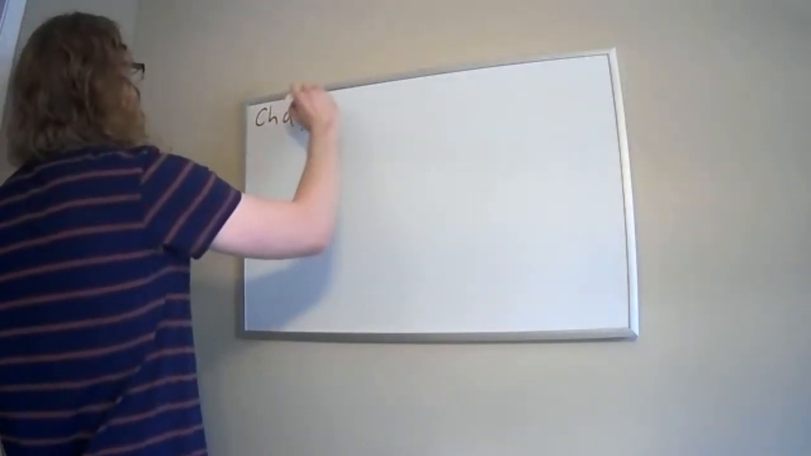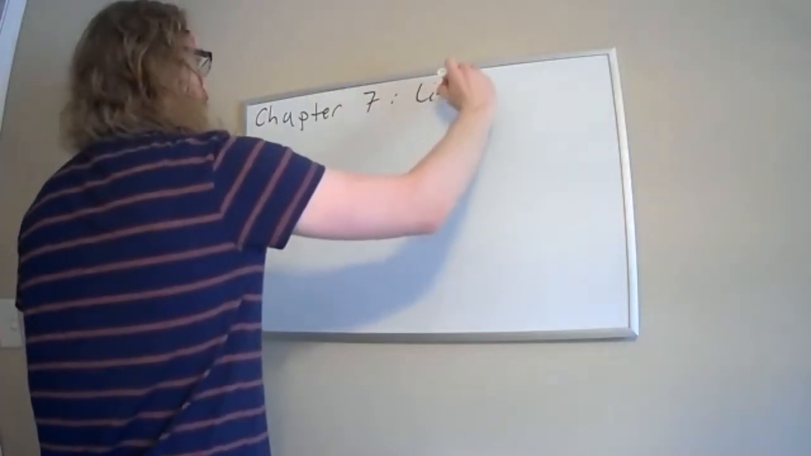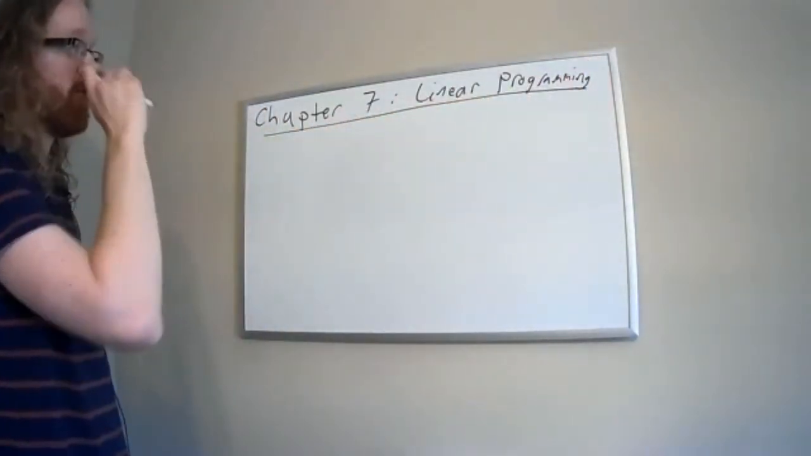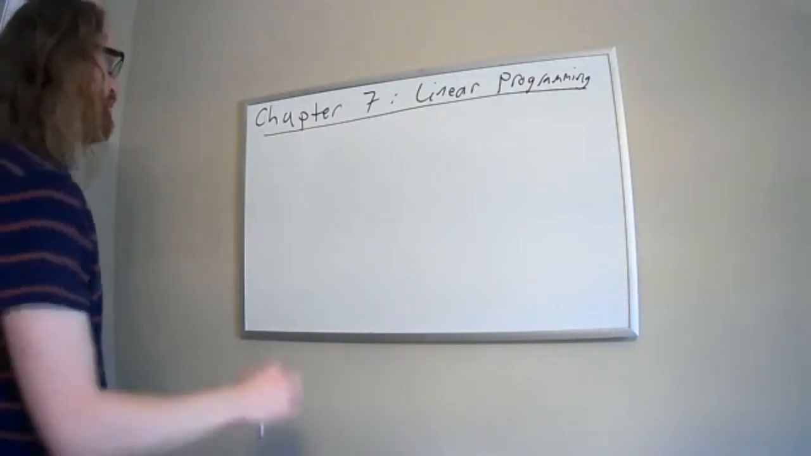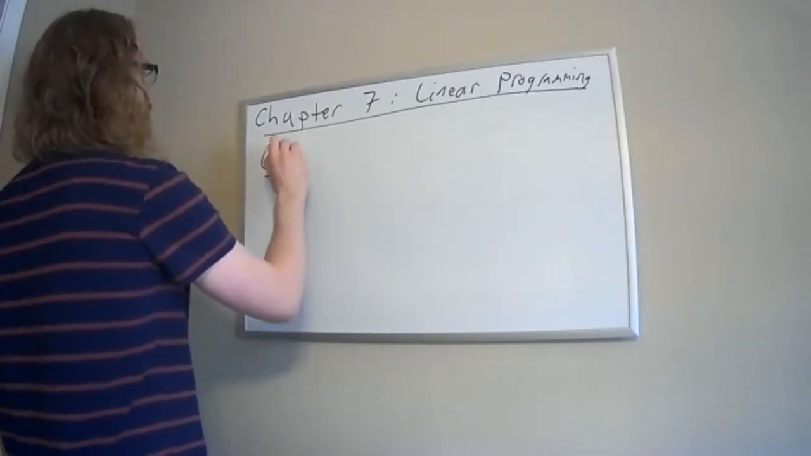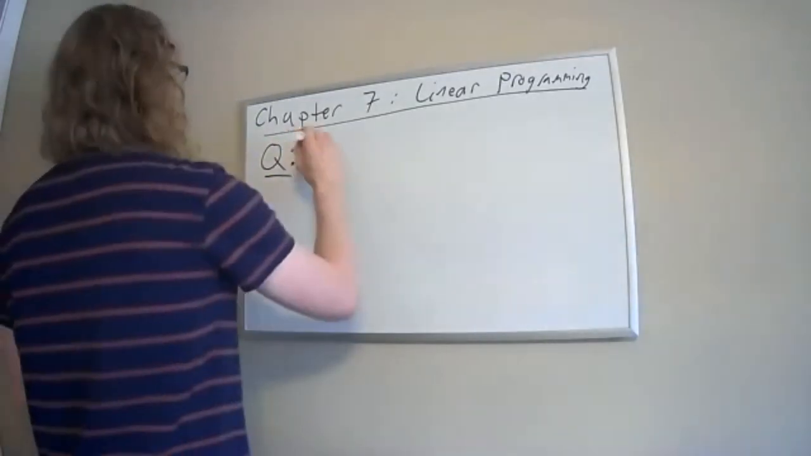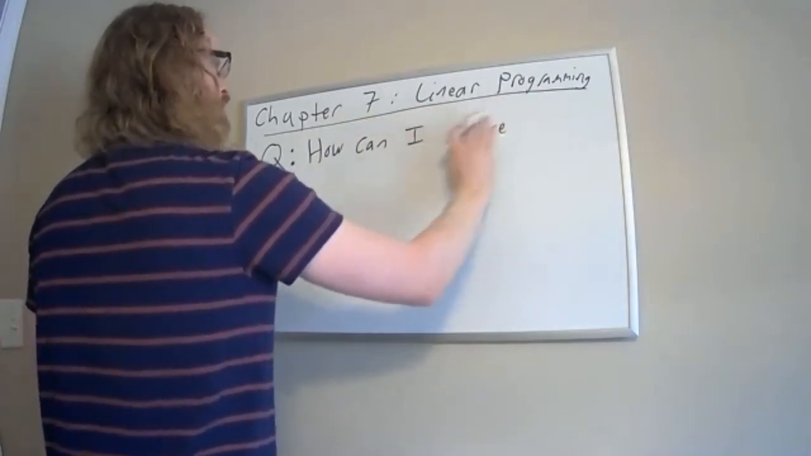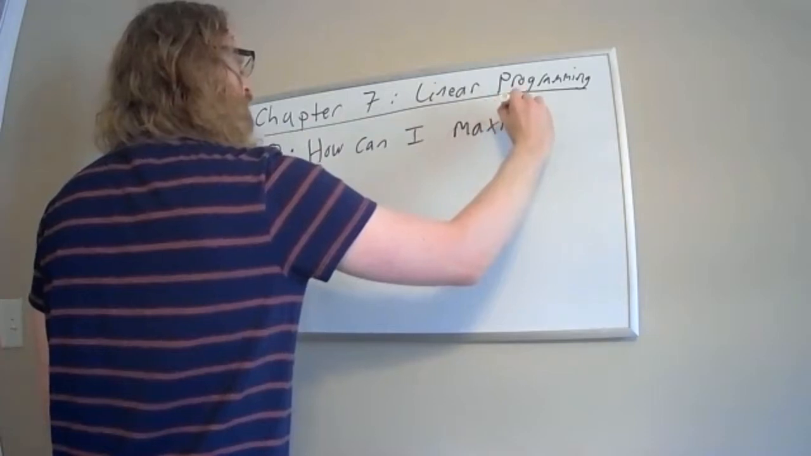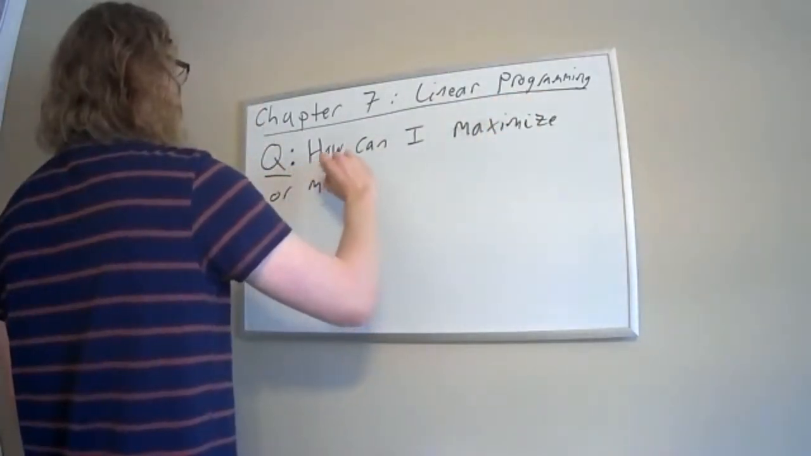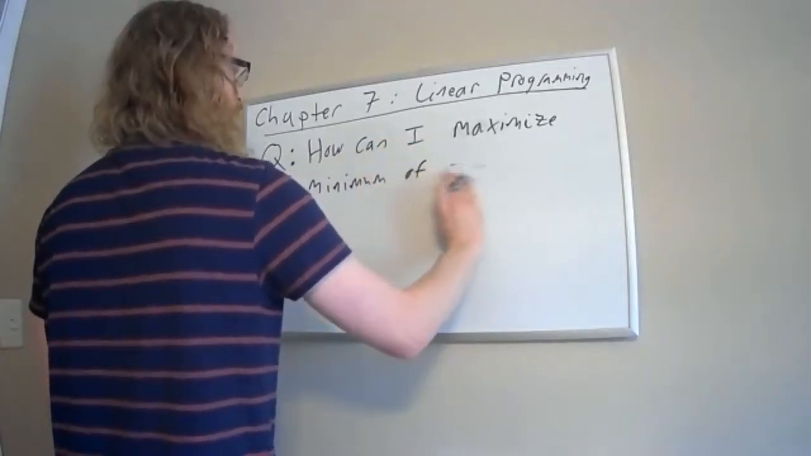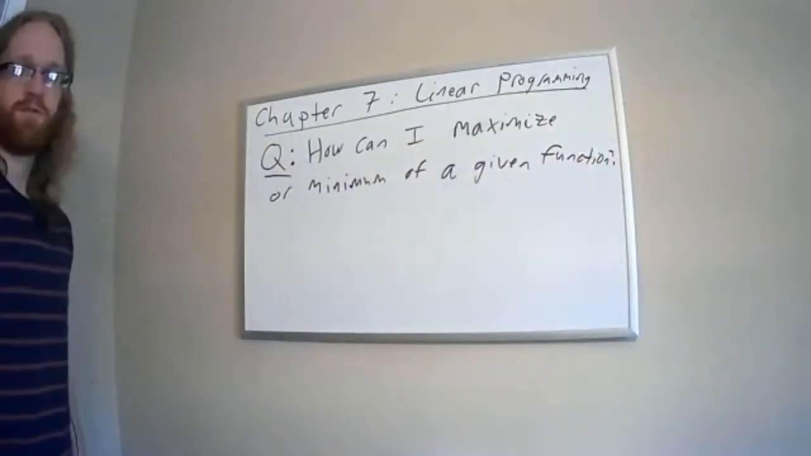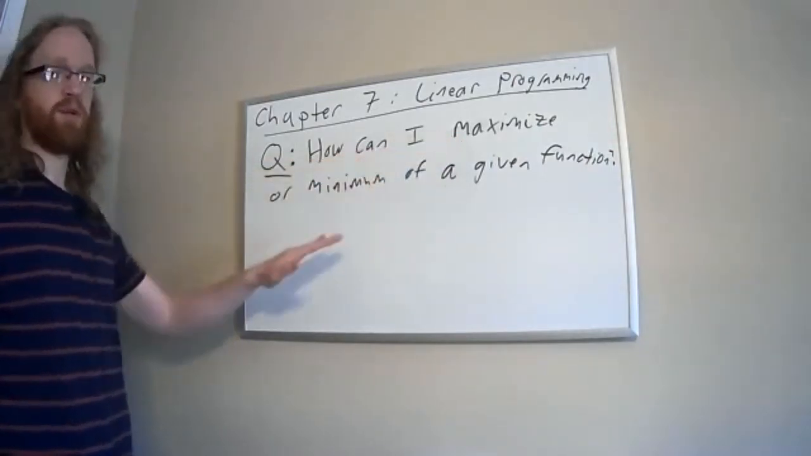So chapter 7 is all about what's called linear programming. And so what's the idea here? Here's the kind of question that we want to be able to answer in this section. How can I either find a maximum or a minimum of a given function? So our big goal in this chapter is to find maximums or minimums.